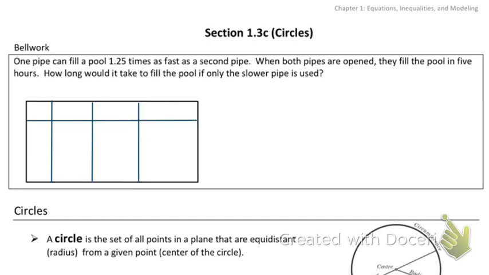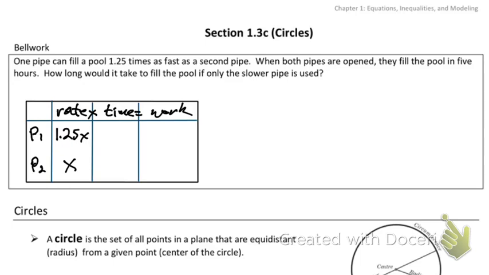All right, so work problems are rate, the speed at which you work, times the amount of time you work equals how much work is done. Well, we have two pipes, so let's call them pipe 1 and pipe 2. They say one pipe can fill the pool 1.25 times as fast as the second pipe. So if the second pipe goes at x pools per hour, then the rate of that one would be 1.25x. Then we go on to say when both pipes are open, they can fill a pool in 5 hours.